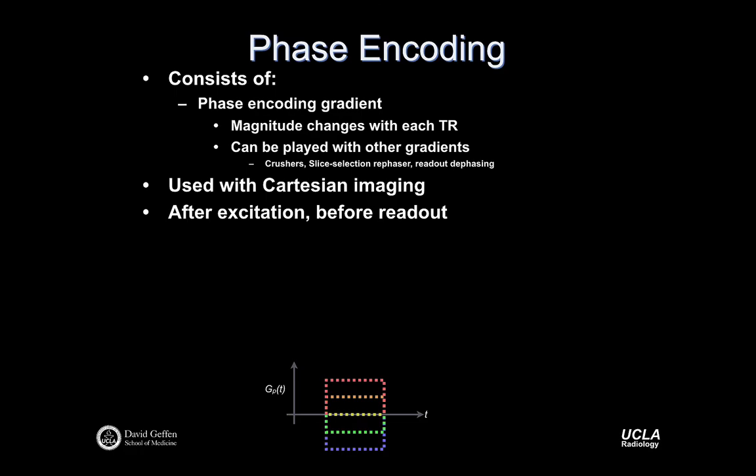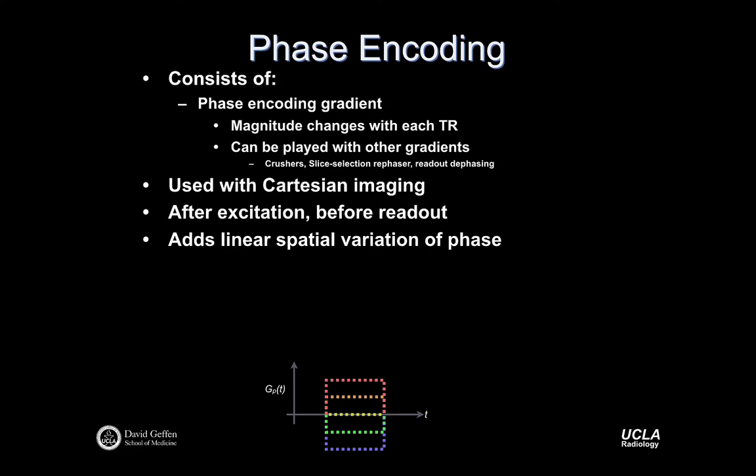Importantly, with phase encoding, I'm just trying to give you a qualitative understanding. It's going to happen after excitation. You obviously have to excite the slice before you can do any sort of encoding. And we want to do this before we do the readout. The readout is associated generally with forming the echo and also the so-called frequency encoding. So it's an intermediate event, if you will.